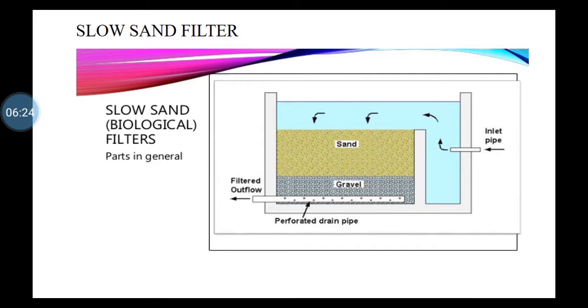This is the diagram of the slow sand filter. The filter beds are watertight rectangular tanks. They are made up of concrete, and they are arranged side by side and generally kept open.